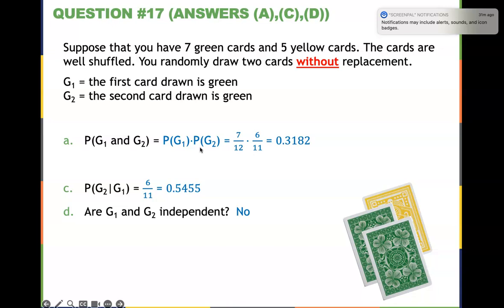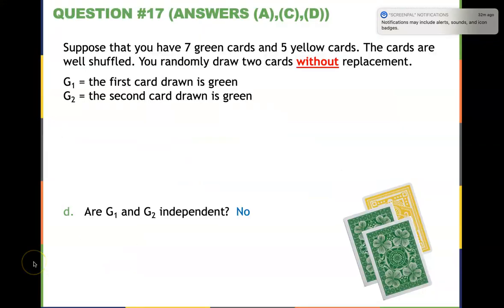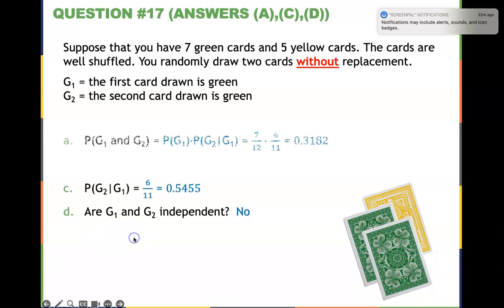These two are independent events. Hold on. Sorry about that. Let me fix that real quick. I said something incorrect. These two are not independent. Originally, I had written probability of green 2 here, and I've just corrected it.